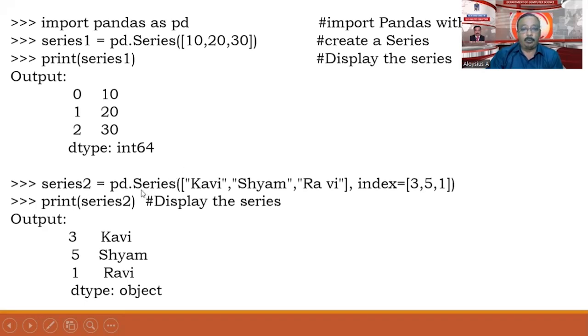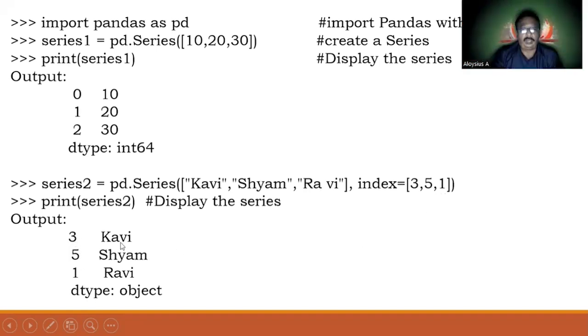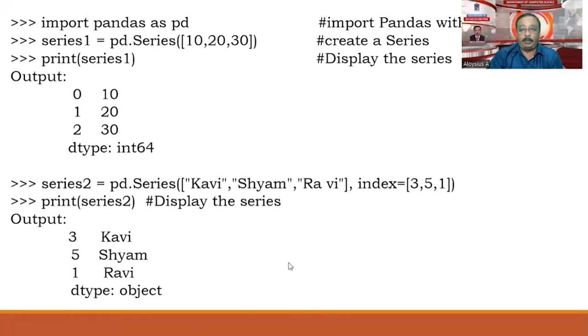Similarly, we can have some more examples of a Pandas series, pd.Series with strings. So you have Kavi, Sham, and Ravi, and so on. And you can specify our own index. By default, the index will be from 0 to n values. Here, the index we are going to specify for Kavi should be 3, for Sham it should be 5, and for Ravi it should be 1. So we are having the output as 3, 5, 1.